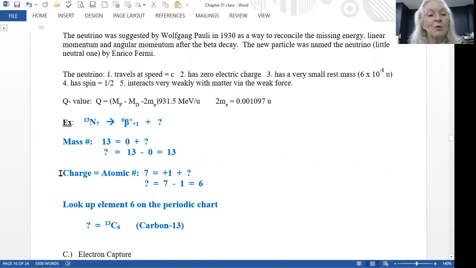So we started out with nitrogen, that has 7 protons. And the beta plus, that would have to be a +1. And then the daughter is our question mark. So the question mark ends up being 6. There have to be 6 protons in the daughter. And if you look up element 6 on the periodic chart, or in Appendix A, you find that it is carbon. So our daughter element for nitrogen 13 decaying by positron emission would be carbon 13.